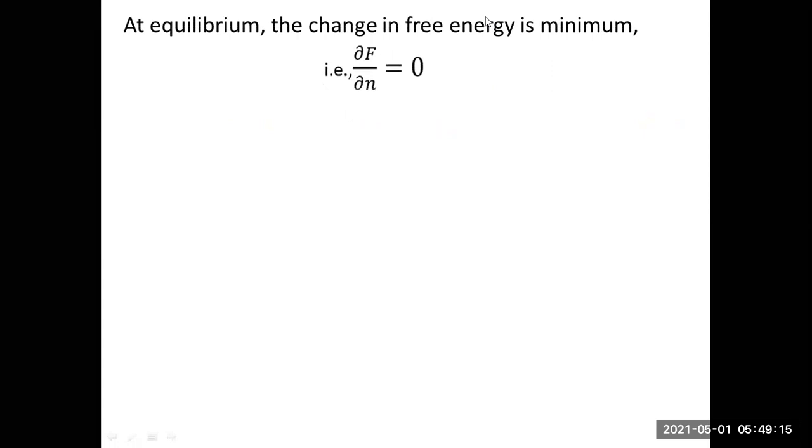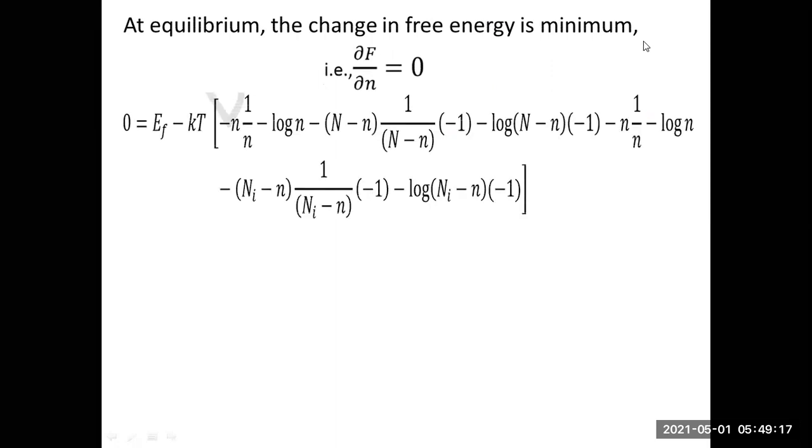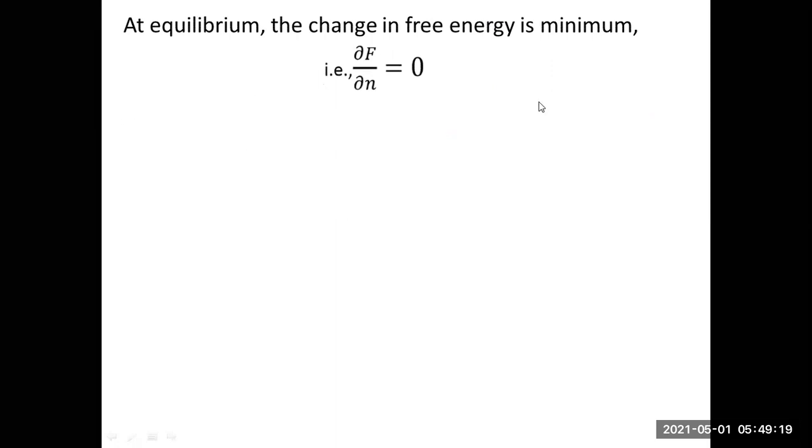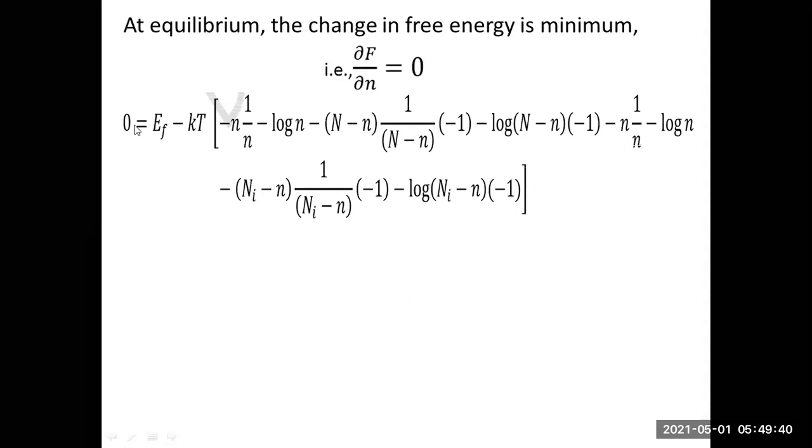So at equilibrium, what you can write, the change in the free energy is minimum. So what is the formula that we need to apply? Dou F by dou N is equal to 0. This is the common mathematical expression which says that theoretically at equilibrium, the change in the free energy is minimum. So if we just expand this term, dou F by dou N is equal to 0.